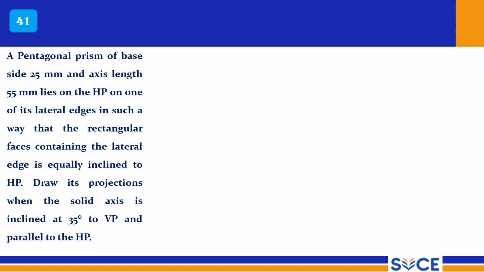41st problem. A pentagonal prism of base side 25 mm and axis length of 55 mm lies on the HP on one of its lateral edges in such a way that the rectangular faces containing the lateral edge are equally inclined to HP. Right? It is very simple. You just mark a point on the XY reference line and draw both inclined lines. Otherwise, you can do it in this way also.